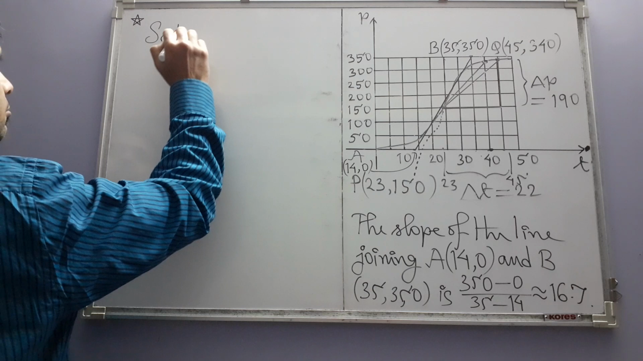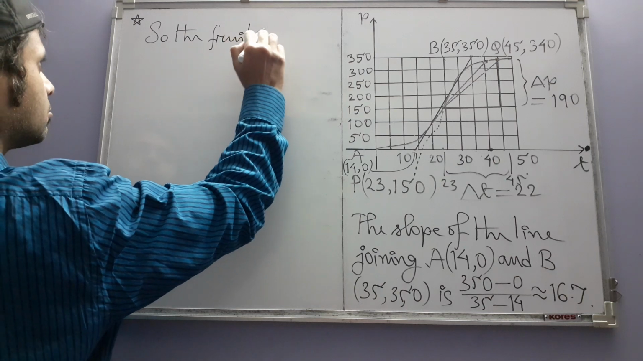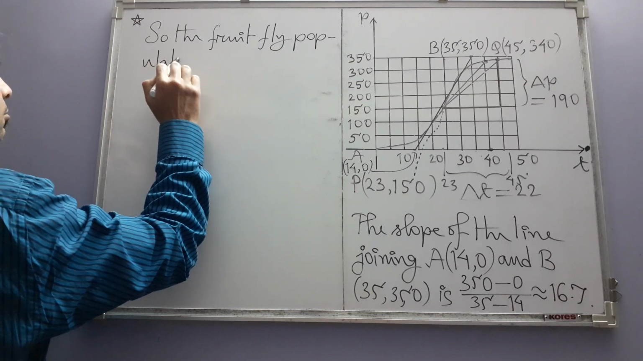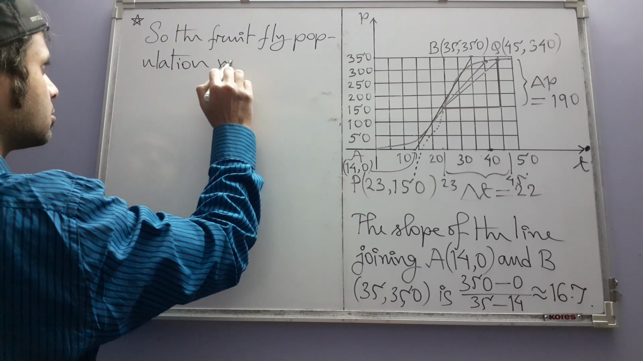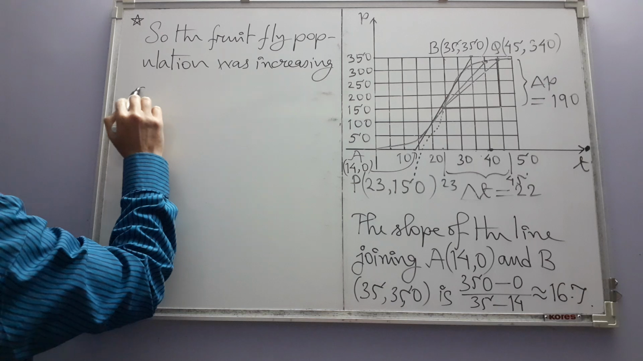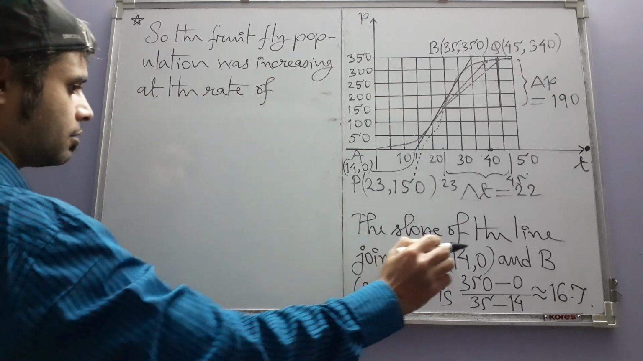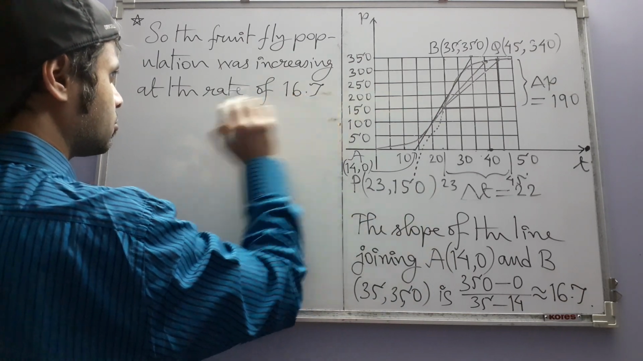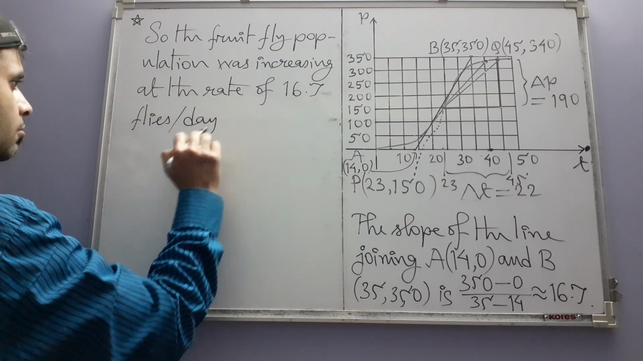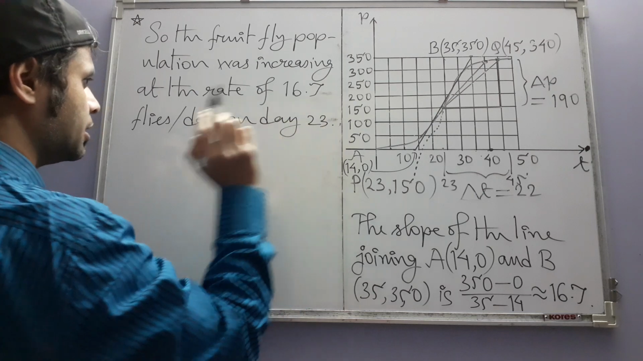So the fruit fly population was increasing at the rate of 16.7 flies per day on day 23.